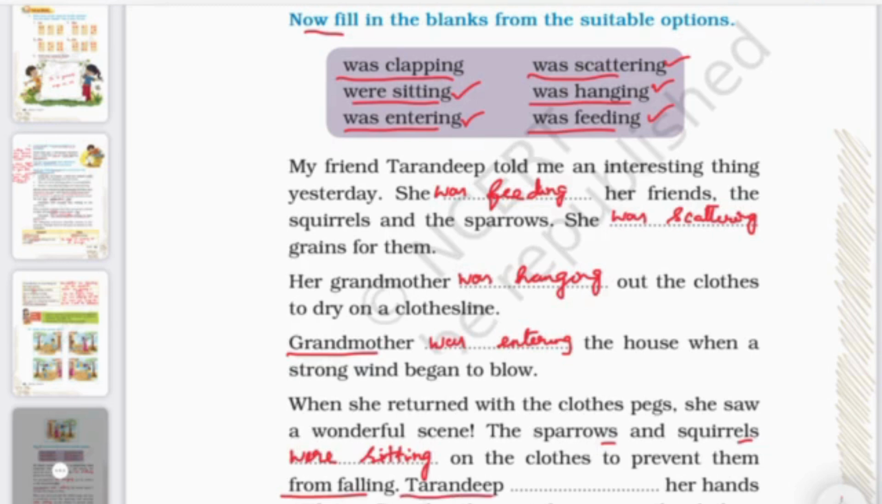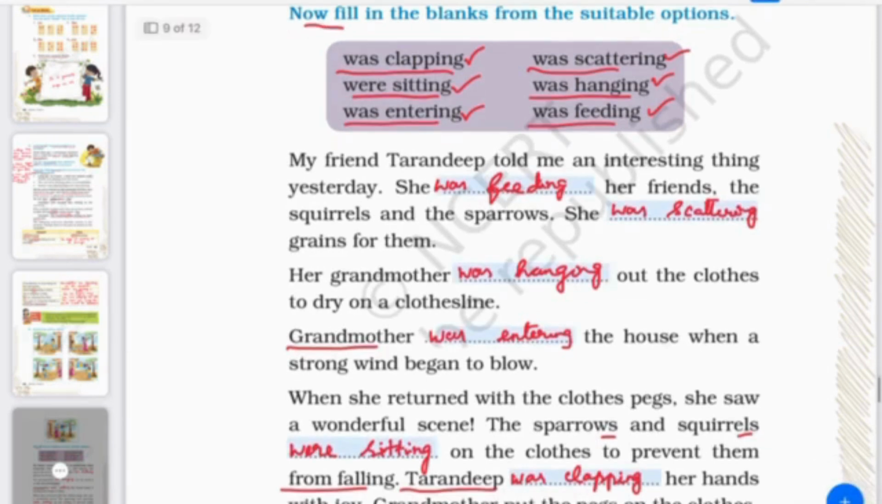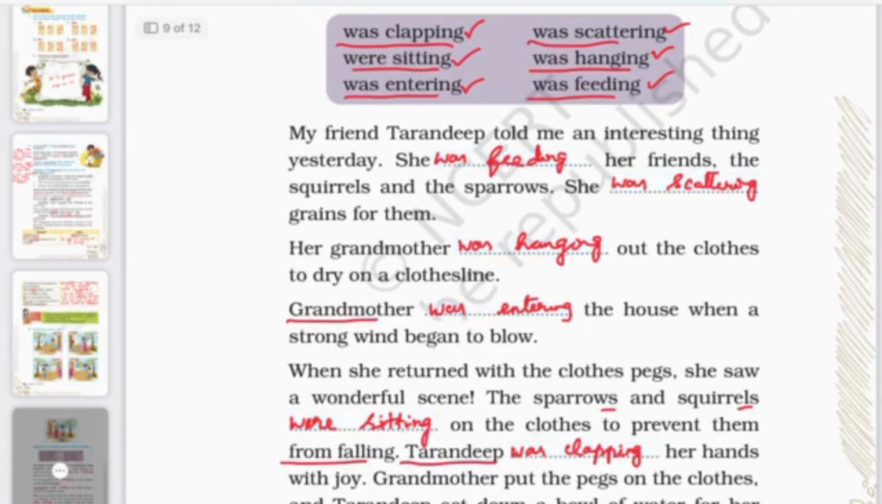Tarandeep, what happened? Tarandeep was clapping. She got happy, so she was clapping her hands with joy. Grandmother put the pegs on the clothes and Tarandeep set down a bowl of water for her friends.